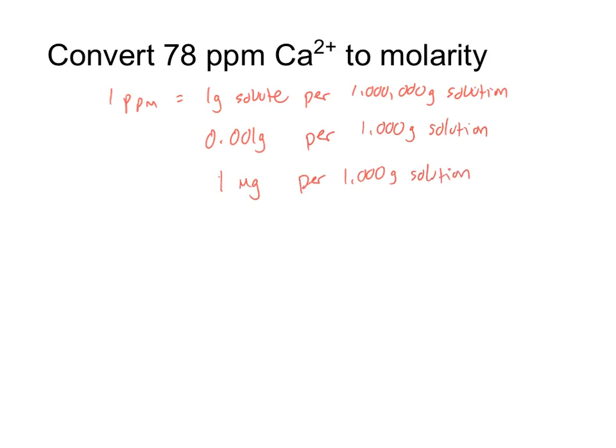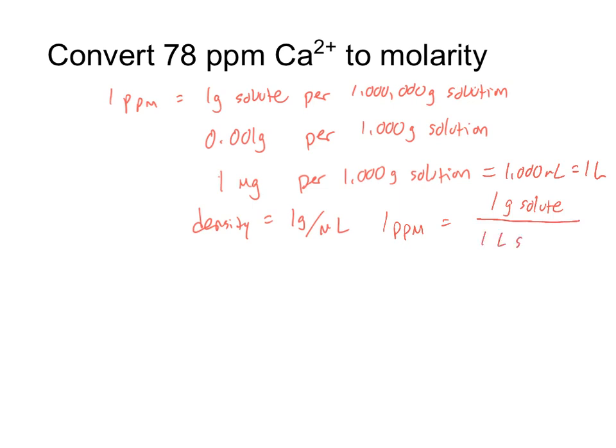Now, aqueous solutions are usually so dilute, the concentration is usually so low, that we can assume the density is equal to the density of water at 1 gram per milliliter. And so in that case, that 1,000 grams of solution is really equal to 1,000 milliliters, or 1 liter. And so what this really means for us is that a 1 ppm solution is equal to 1 milligram of our solute per 1 liter of our solution.